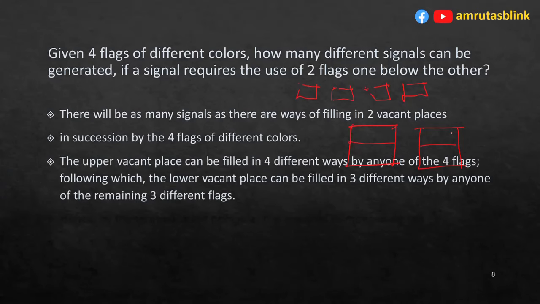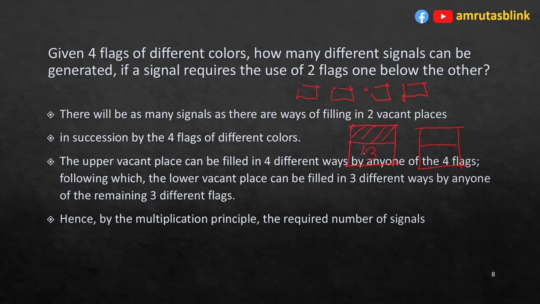So the upper vacant place can be filled in 4 different ways. So the upper part, the first flag, can be filled in 4 different ways. Following which, the lower part can be filled in three different ways. Hence, by the multiplication principle, the required number of signals is 4 into 3, that is 12.